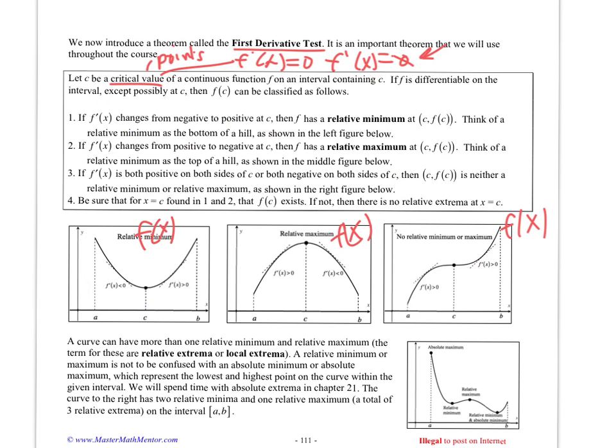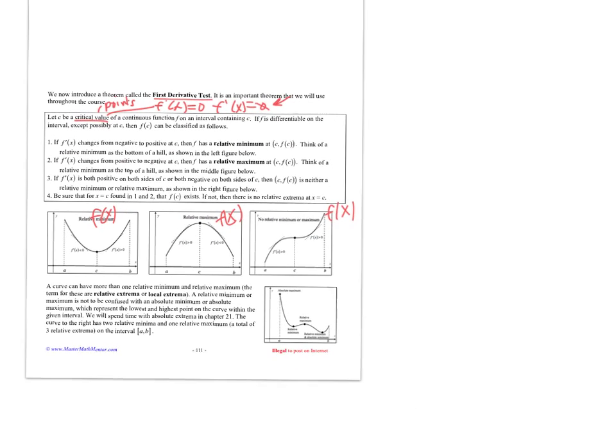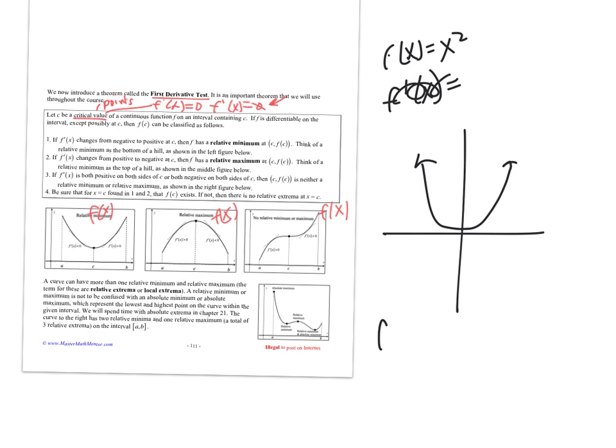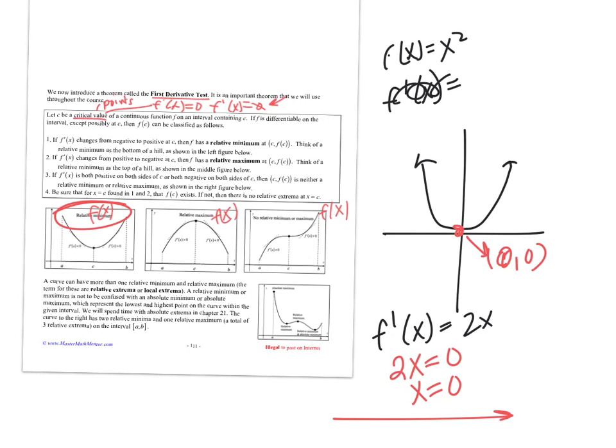Okay, so if we take a look at the example we did before with f of x equals x squared, and then f prime of x was equal to 2x, we see here that the point (0, 0) is a relative minimum. Okay, and how did that jive with our sign chart? Well, we set 2x equal to 0. We found a critical point at x equals 0.